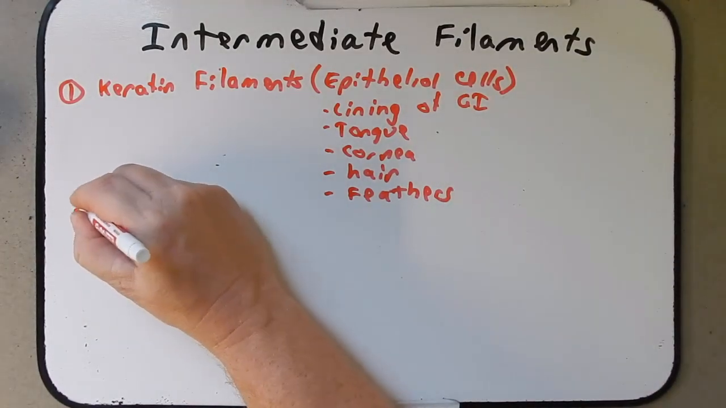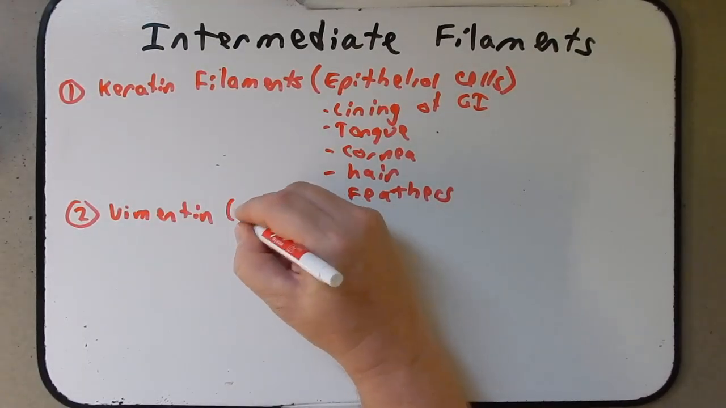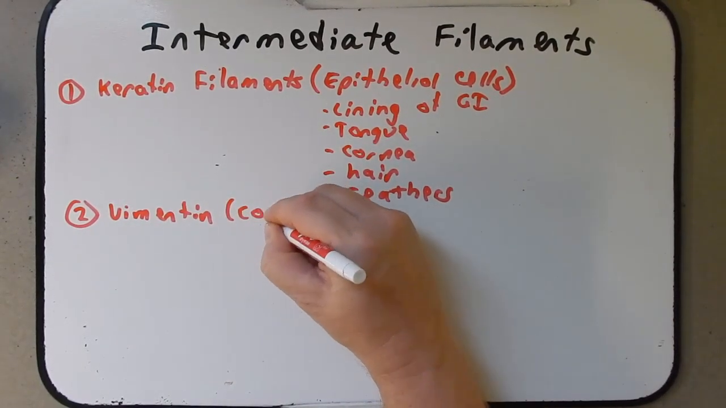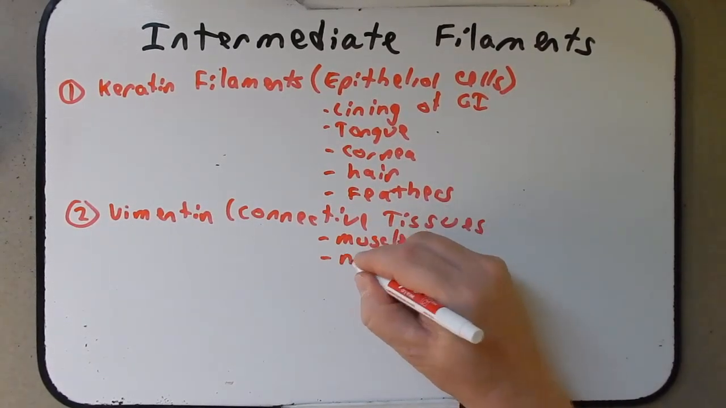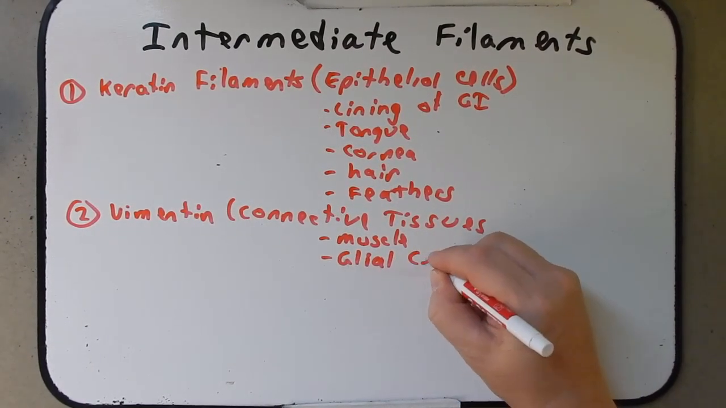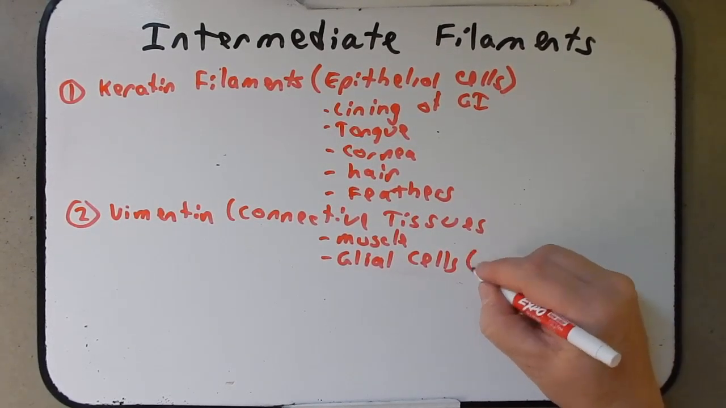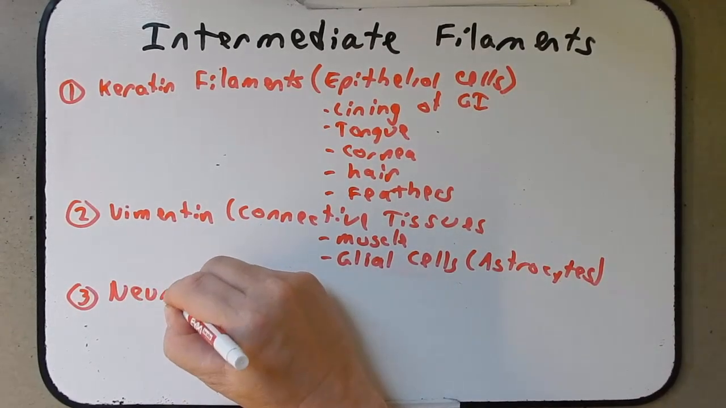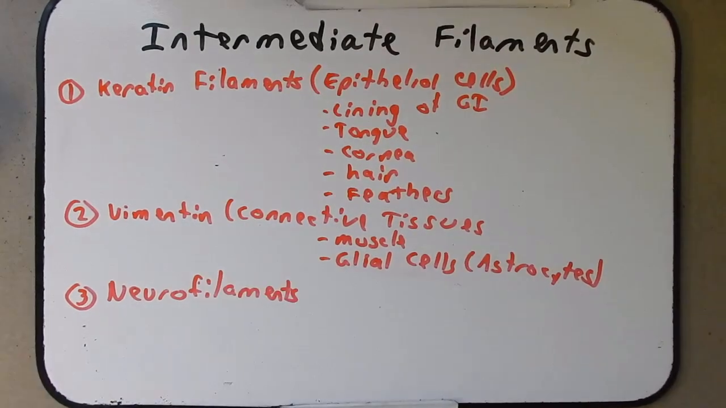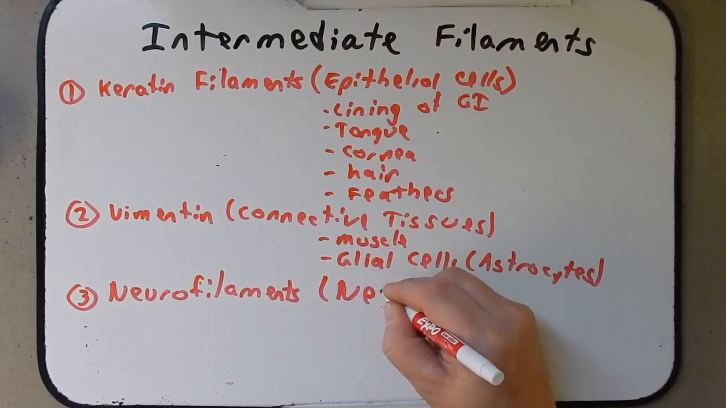The second type of intermediate filament are vimentin. These are found in connective tissues. This would include muscle and glial cells. Glial cells are the cells that support the nervous system, like astrocytes would be an example. The next one would be neurofilaments. And these, as you might guess, are found in neurons.